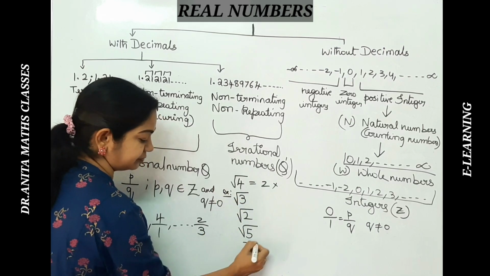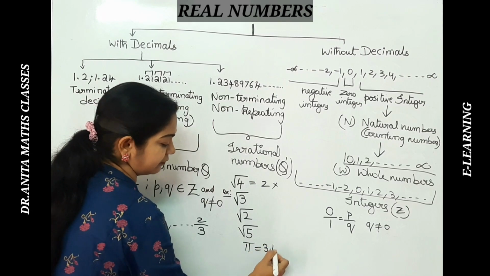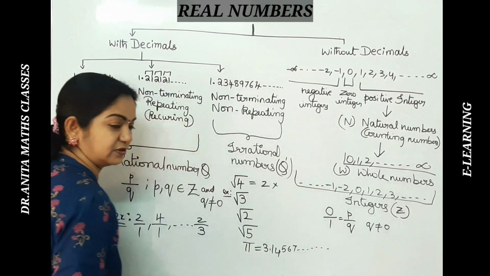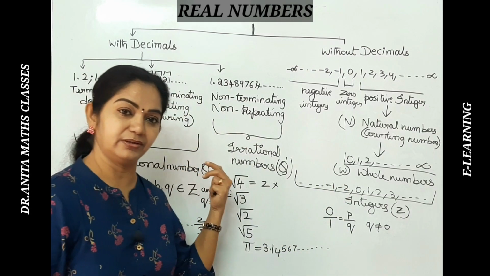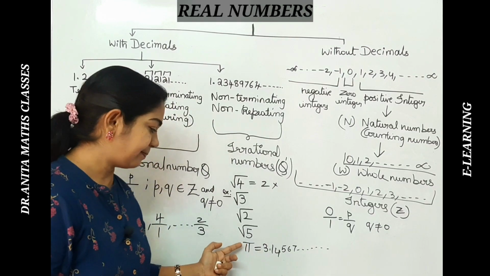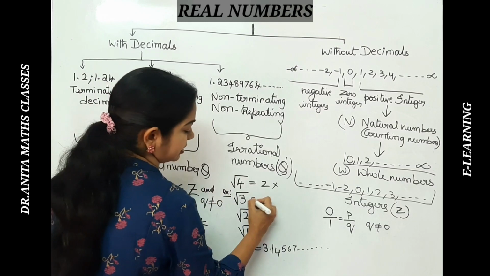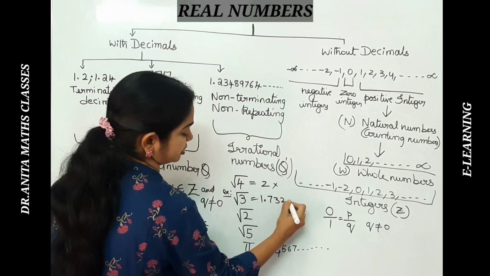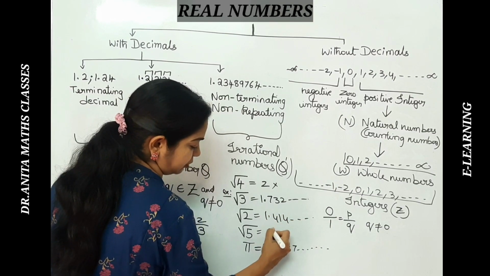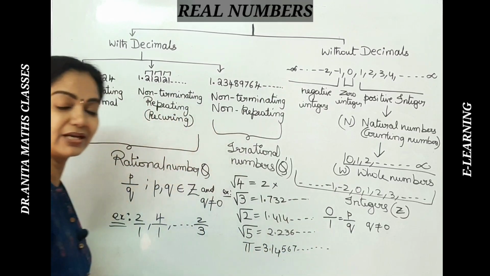And the pi value also. Pi value is 3.14, it goes on, still we don't know how much it is, 3.145, like that, it's going on. So it is non-terminating and non-repeating. So this pi value, root 5, root 2, root 3, all these values, see 1.732, it's going on, 1.414, these are the standard ones, 2.236 going on. So these are all irrational numbers.